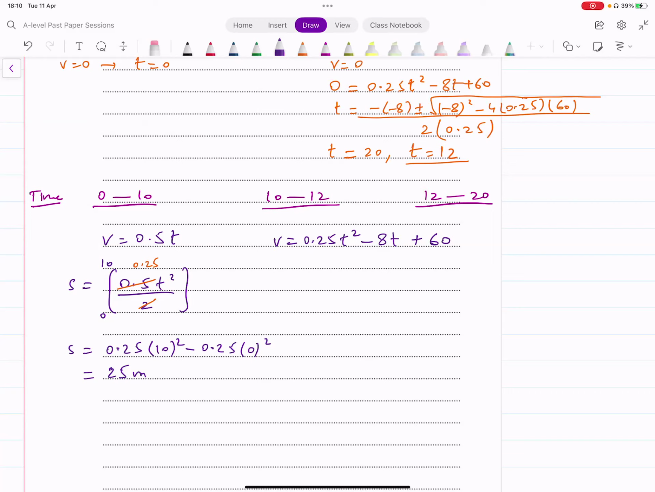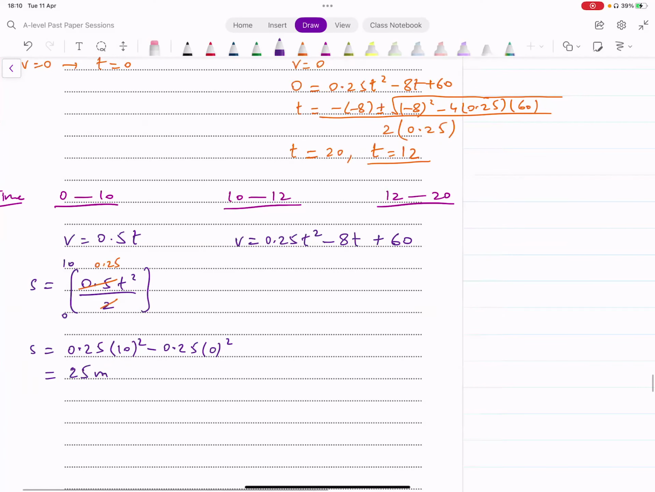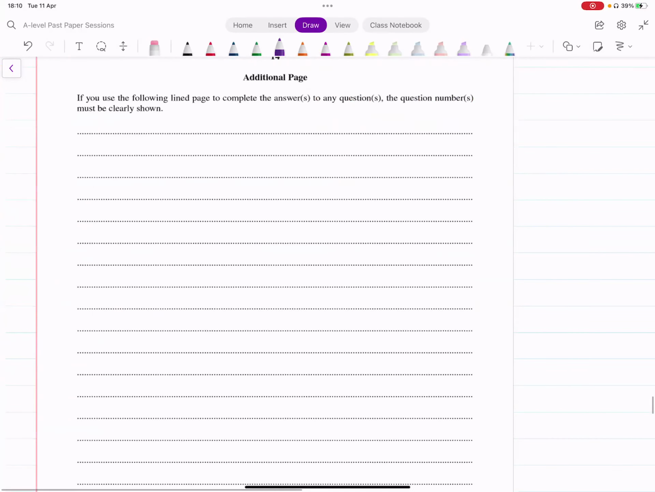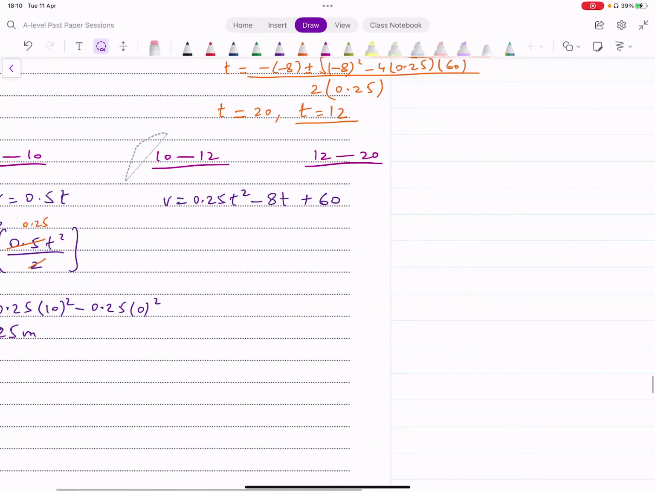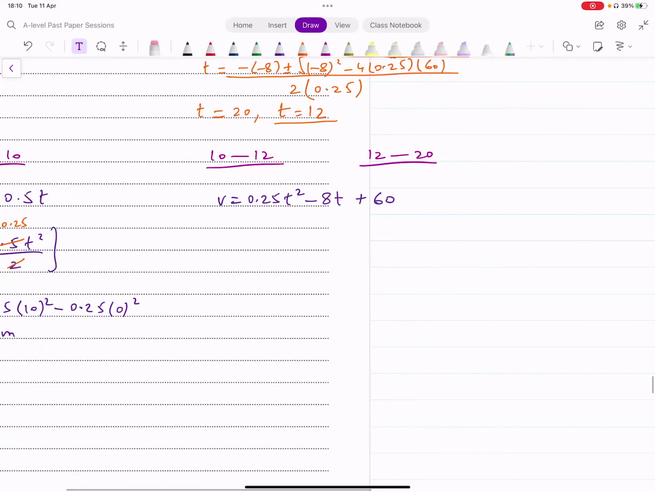Now let's look at the second and third parts of the journey. मैं इसको यहाँ पे साइड पे कर रहा हूँ, उसने आपको एडिशनल पेज पे दिया हुआ, आप नेक्स्ट पेज पे भी जाके कर सकते हैं. I'm doing this on the side here. 10 से 12 and 12 to 20. Okay, let's integrate this. That gives me 0.25 t cube over 3. In fact, let me just do a 10 to 12 here. 12 to 20 next page पे कर लेते हैं. It's going to be a lot of clutter otherwise.